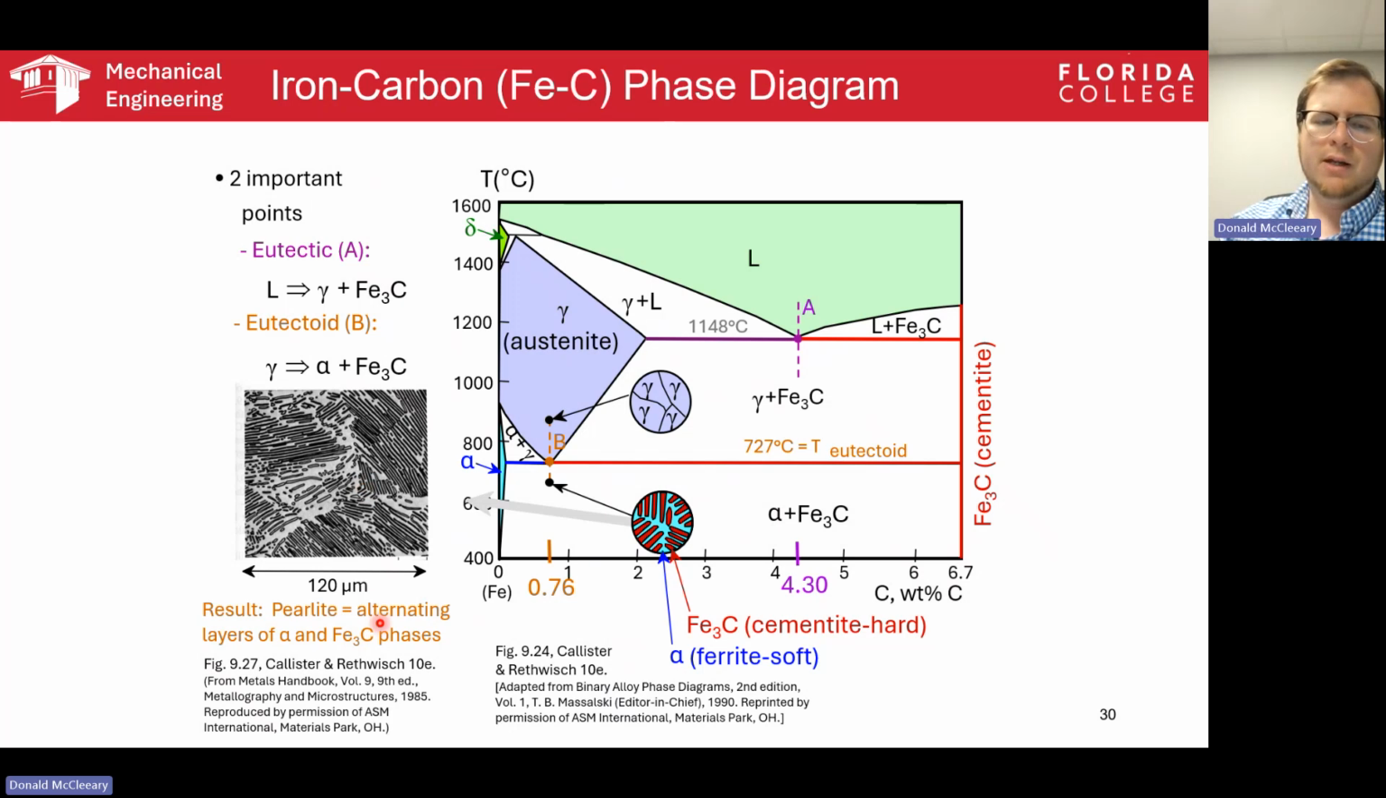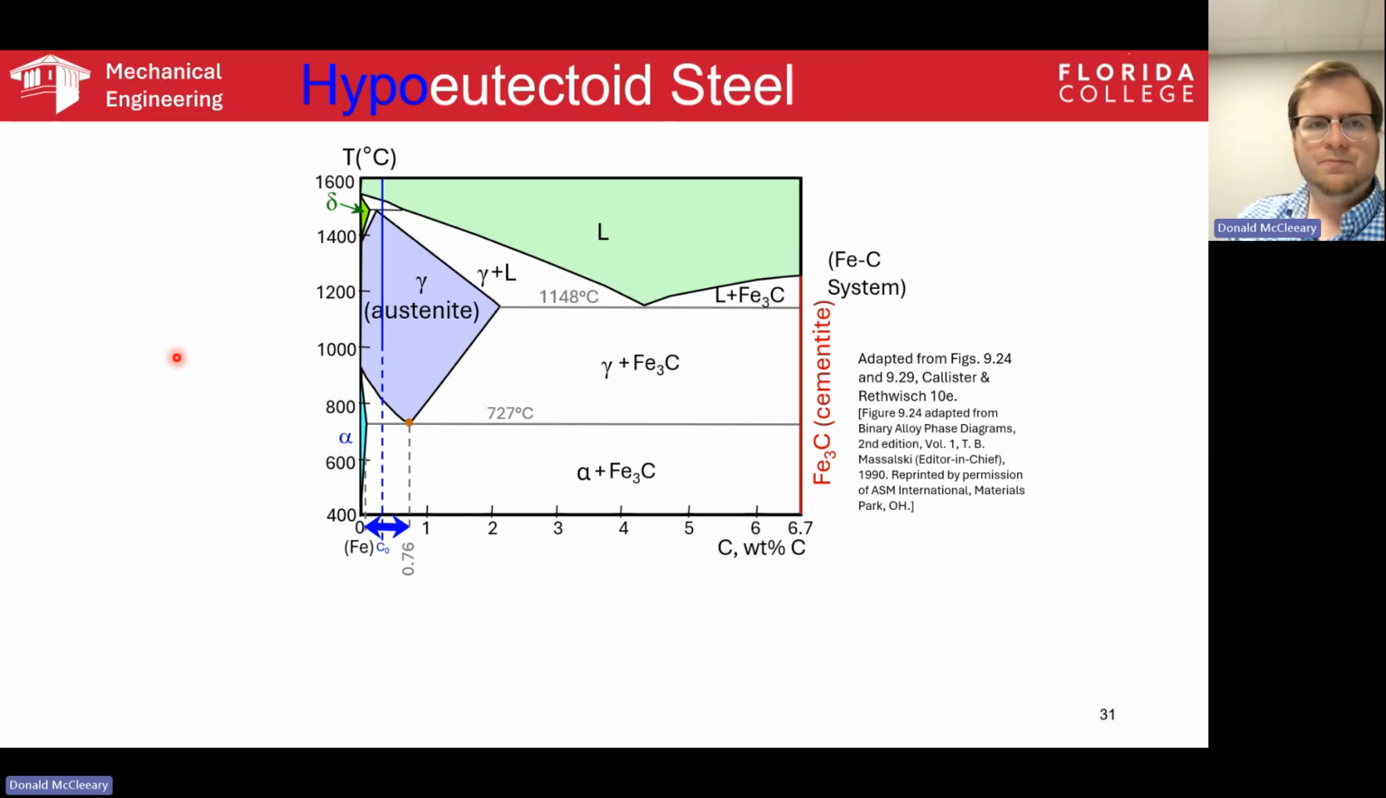And the result that we get here is pearlite. So alternating layers of alpha and cementite phases. I should withdraw something that I said a little bit earlier, which was that our alpha phase is pearlite. It's not necessarily true. It's actually our alpha phase and cementite phases in that kind of structure that we saw before. So that cementite makes up part of this, right?